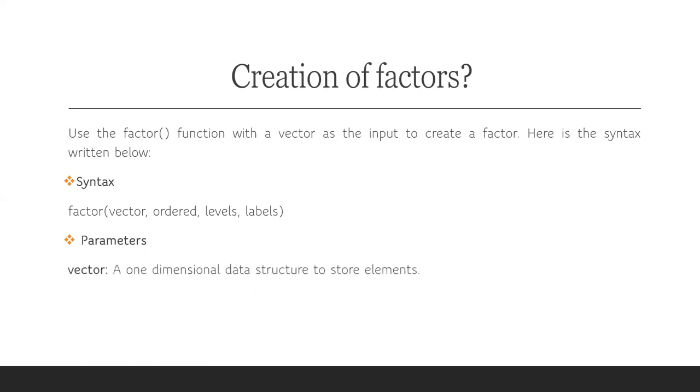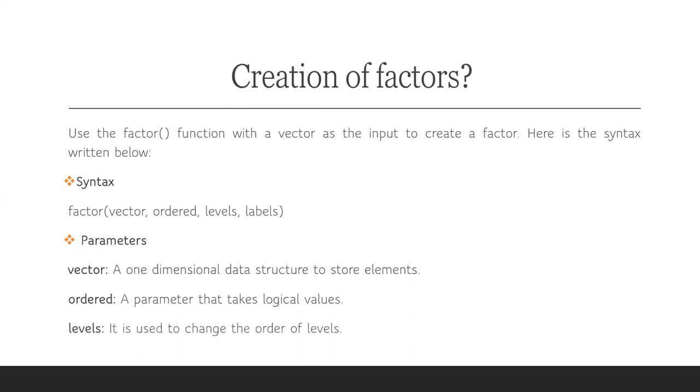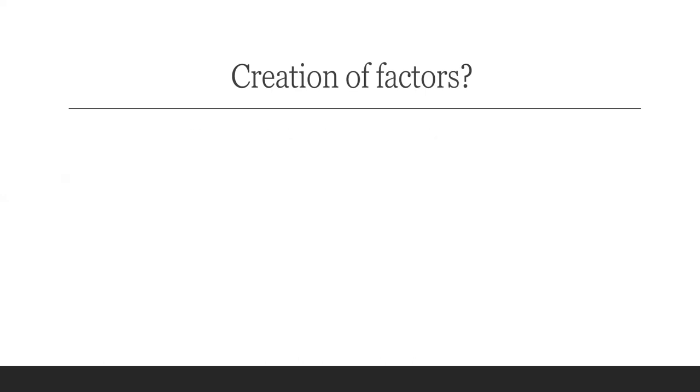First of all, we have vector, which is a one-dimensional data structure to store elements, which we have already seen in the previous video. Next, we have ordered. This parameter takes a logical value such as true or false. Don't worry, we will see its use later. Next, we have levels. It's used to change the order of the levels. Lastly, we have the labels parameter, which is used if you want to label the names as you desire. Now let's move to RStudio to do some implementation and see how we can create a factor.